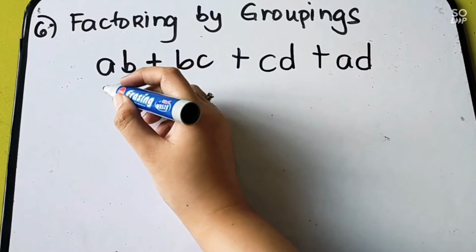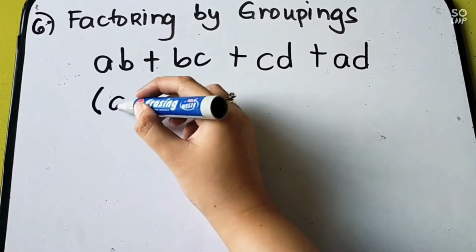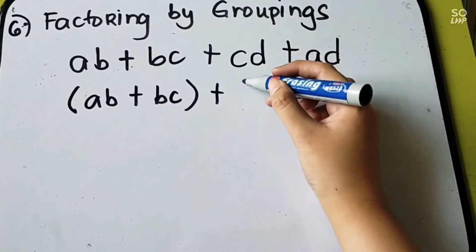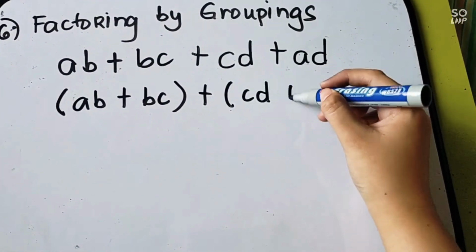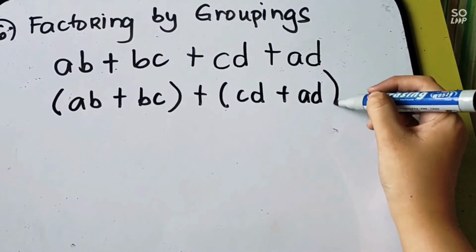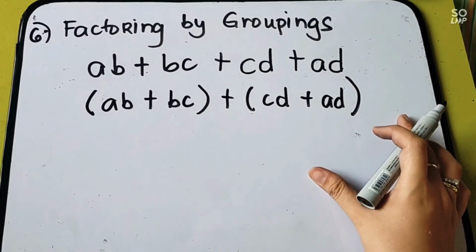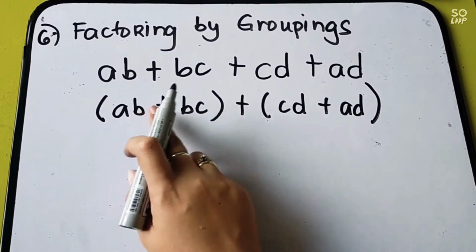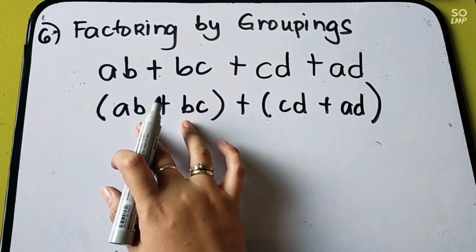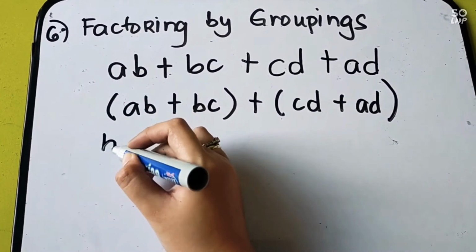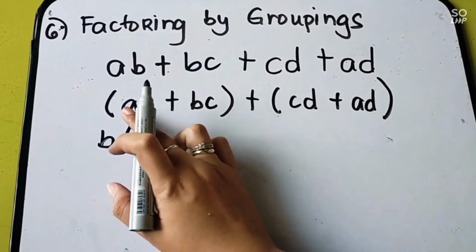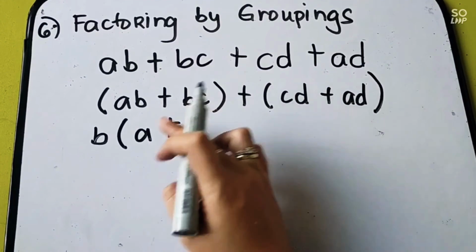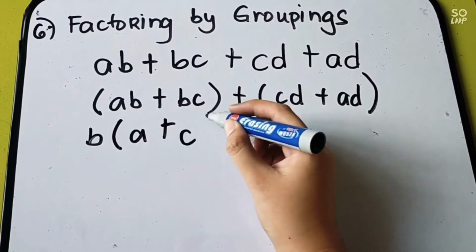Alright? So, group lang natin by using open and close parentheses. So, we have AB plus BC. Then, plus, we have here CD plus AD. Okay? Then, next one. Find the common. What is common with AB plus BC? The common here is B. So, yung B, factor mo, labas mo. So, we have B here. Then, divide. AB divided by B, answer is A. Plus BC divided by B, the answer here is C.